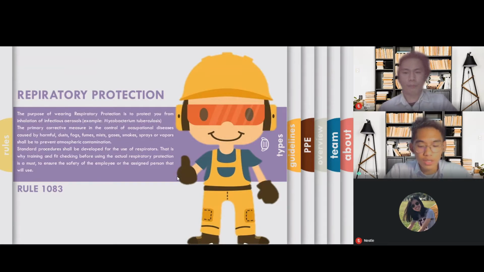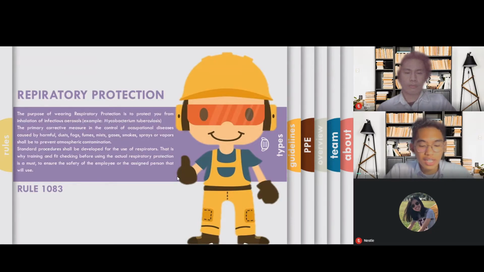The purpose of wearing respiratory protection is to prevent inhalation of infectious aerosols and to reduce occupational diseases caused by harmful dust, fogs, fumes, mist, gases, smokes, sprays, or vapors, and to prevent atmospheric contamination.